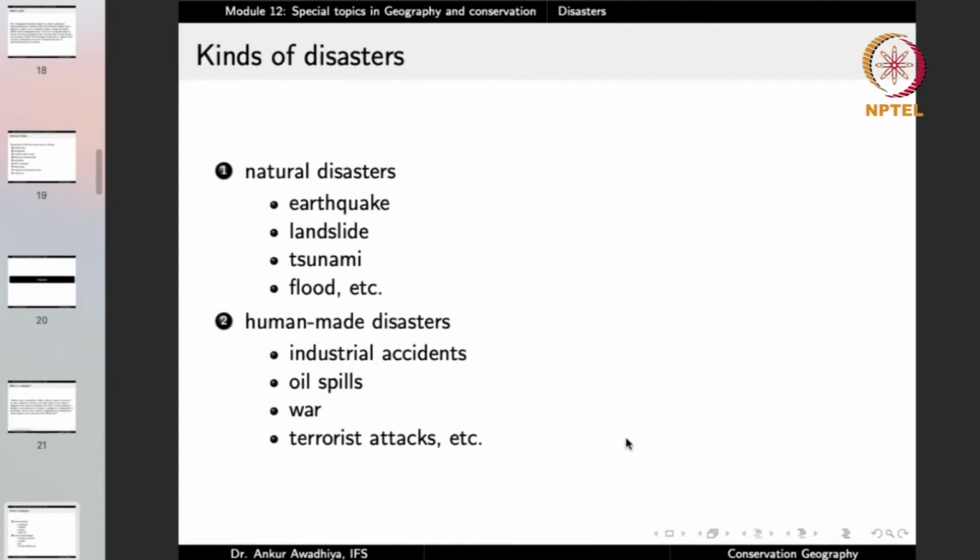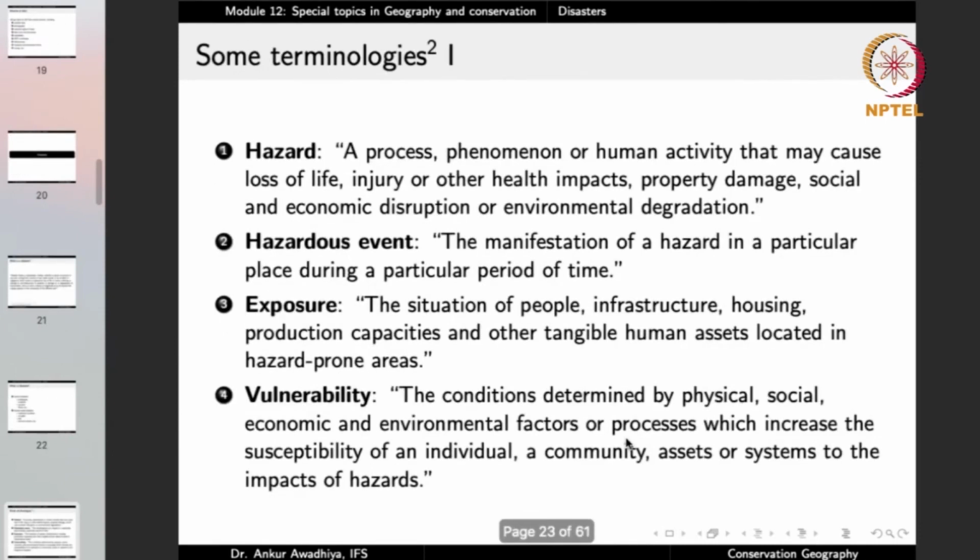Now, disasters are natural or man-made. Natural disasters include things like earthquakes, landslides, tsunamis or floods, and human-made disasters include industrial accidents, oil spills, war, terrorist attacks, and so on. Now, in this context, we can look at certain terminologies. Hazard is a process, phenomenon, or human activity that may cause loss of life, injury, or other health impacts, property damage, social and economic disruption, or environmental degradation.